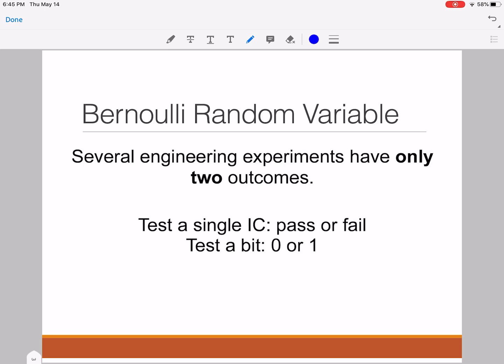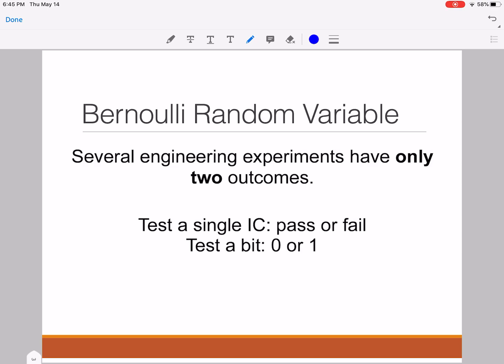Several times in engineering and science, you'll perform one single experiment which will have exactly two outcomes. Either it is going to produce you a 0 or it's going to give you a 1. Either it's going to be successful or it's going to be a failure. For example, electrical engineers at Intel may be interested in testing one IC at a time, where IC means integrated circuit. So an IC may either pass or fail.